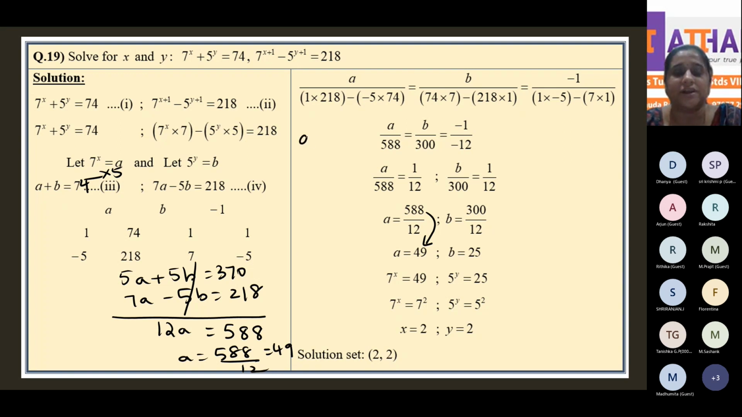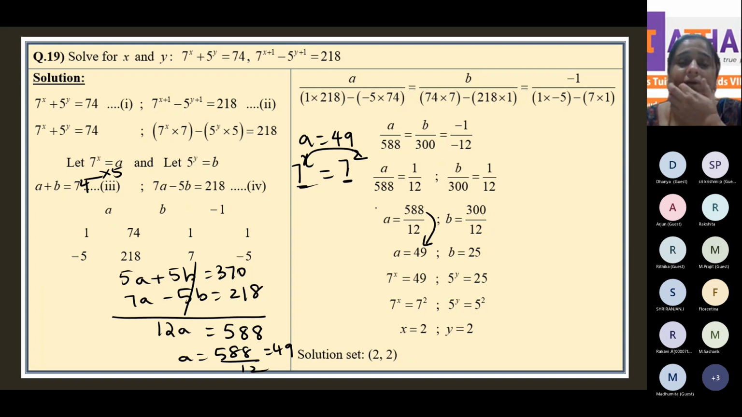So now A is 49, but our variables are X and Y, not A and B. A and B are the variables which we have introduced, but what are the variables given in the question? X and Y. So you should not find A and B and leave it there. You should solve for X and Y, that's the question. So what is A? 7 to the power X is equal to 49, which is 7 square. So when bases are same, you can equate the power. So X is equal to 2.